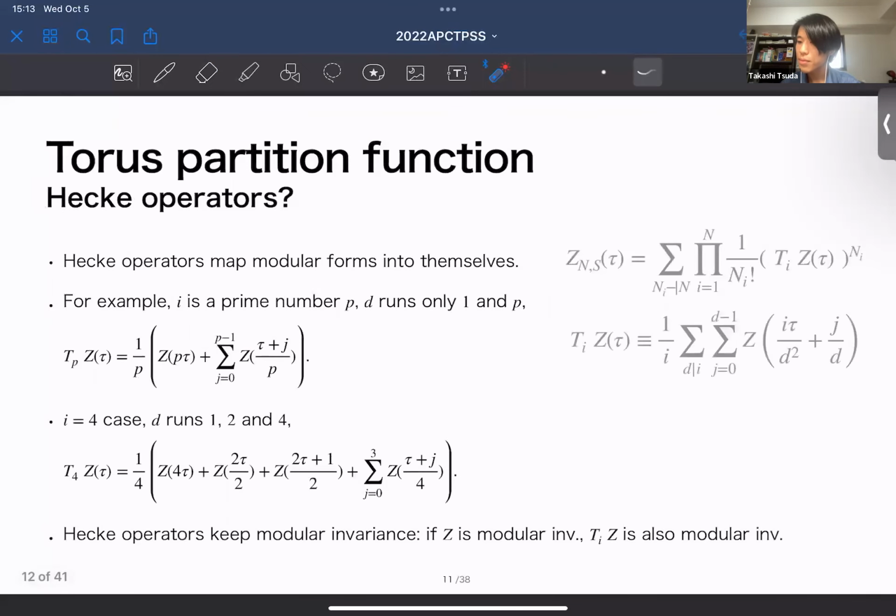Okay. So we have to introduce Hecke operators because they are not famous in the physics field. This operator is mainly used in the context of number theory in mathematics. Hecke operators map modular functions into other modular functions, and this is the definition.